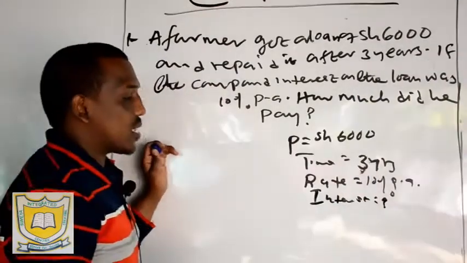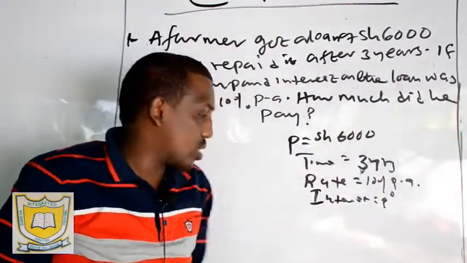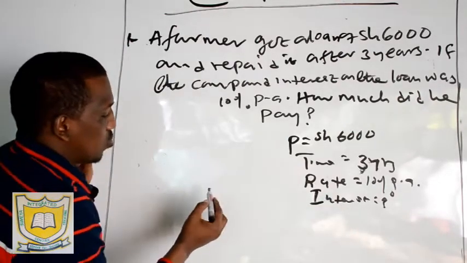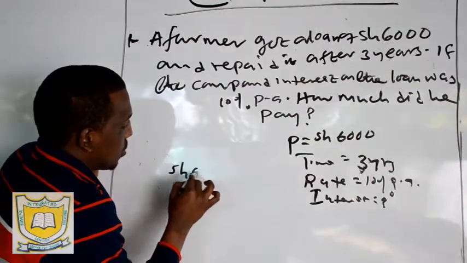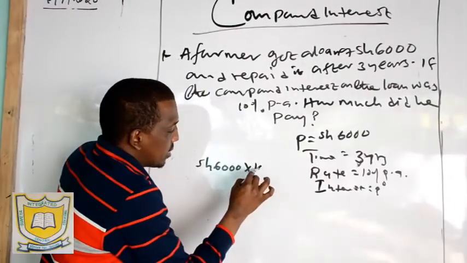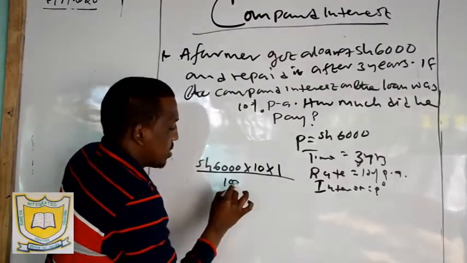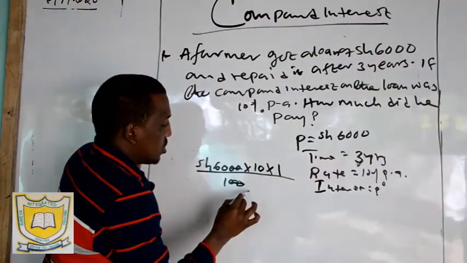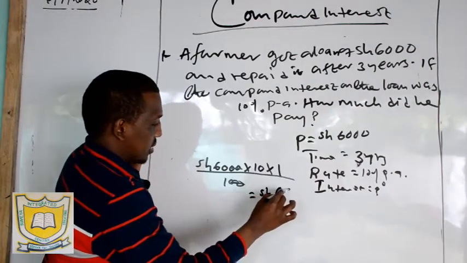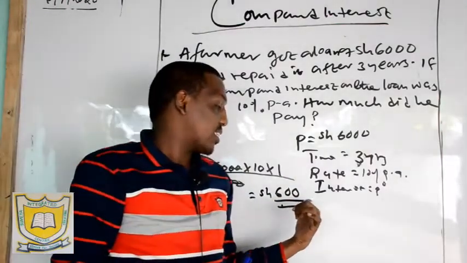So compound interest, what we do, we get the first year, we proceed to the second year, then we proceed to the third year. We did this when it was 2 years. So let us see: principal, which is shilling 6,000, multiplied by rate 10 times time, first year, over 100. Cancel, cancel, which is equal to 60 times 10, you will get shillings 600. This is the interest of the first year.